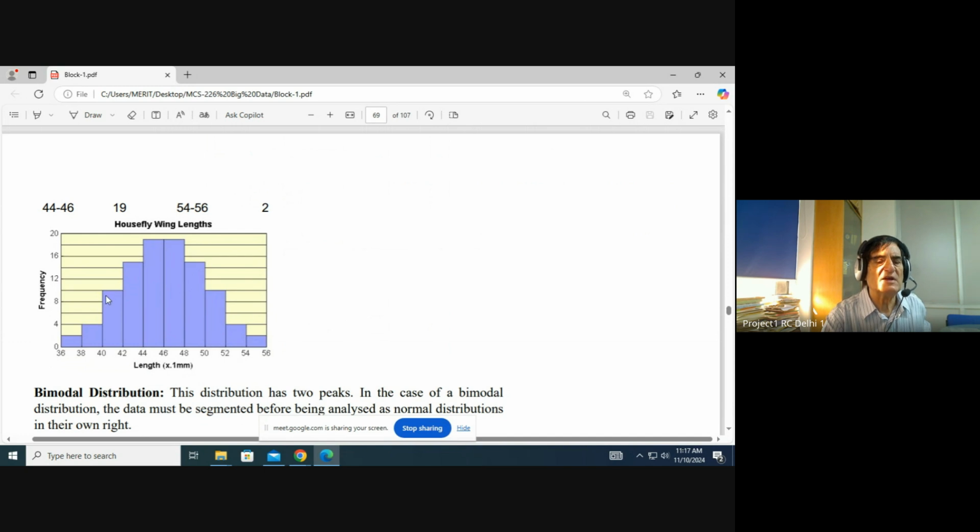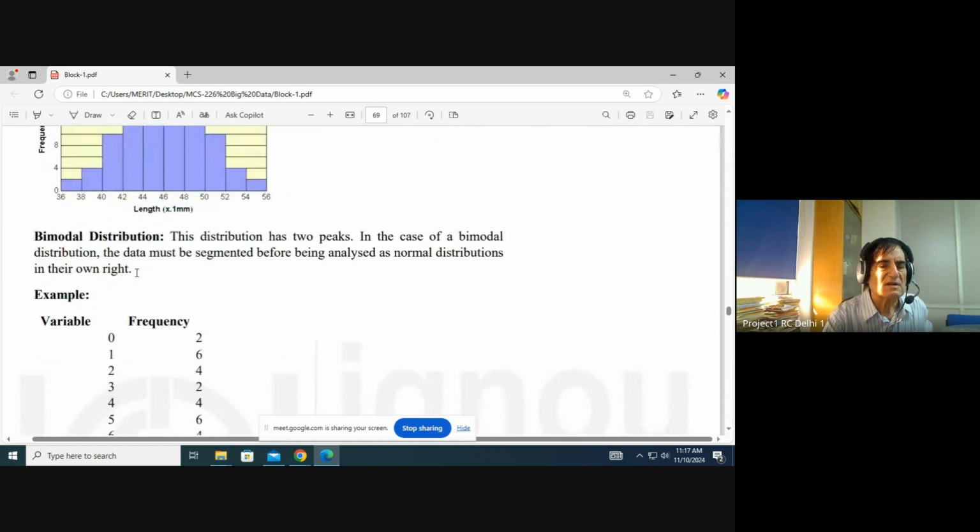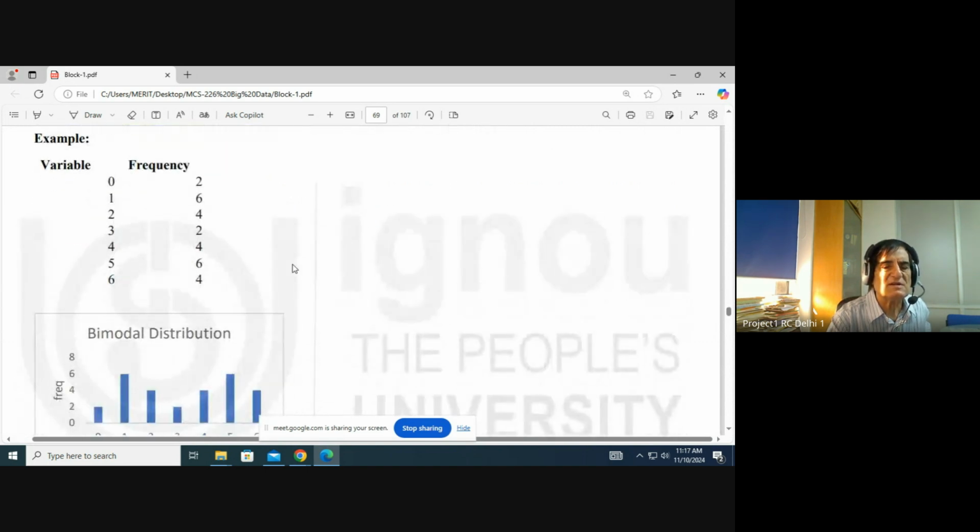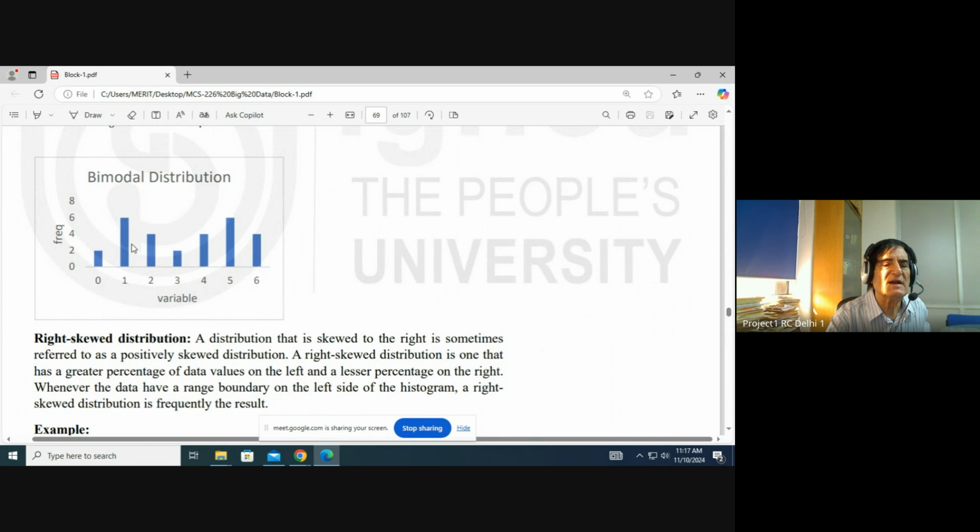House fly wing length by model. This is the histogram which is made. That's a bimodal distribution; this distribution has two peaks. In the case of bimodal, these are the one peak here, another peak here.